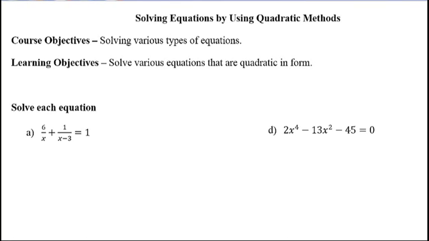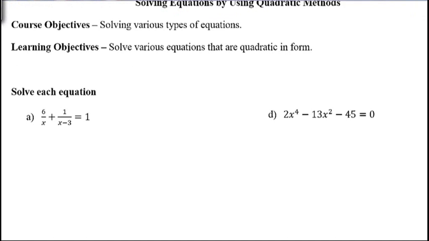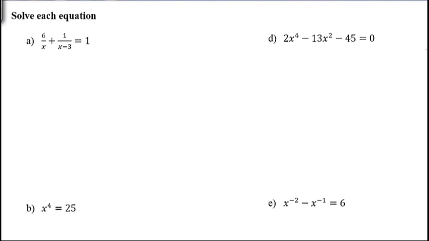This lecture video is about solving equations using quadratic methods. There are several types of equations that will end up giving us equations that have a quadratic form, and that's what we're going to look at today. Our first example is a rational equation. We have 6 over x plus 1 over x minus 3 equals 1.